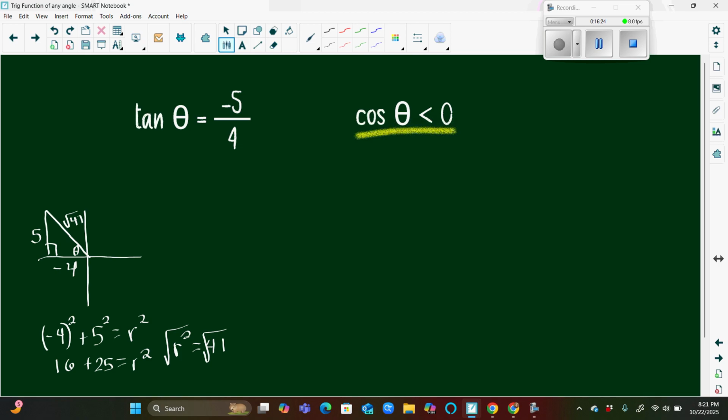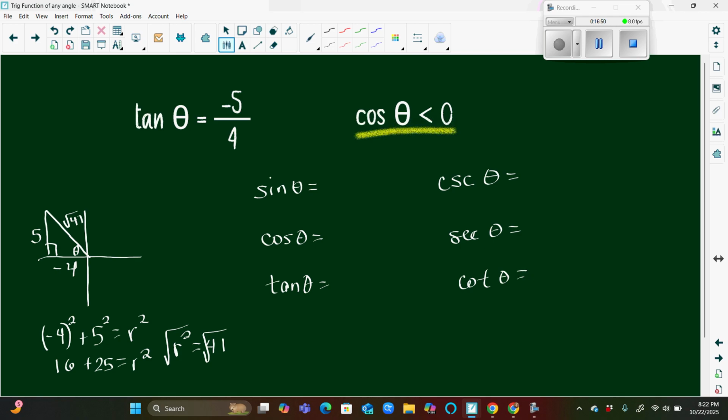All right, so let's write our 6 trig functions. Sine theta, cosine theta, tan theta, cosecant theta, secant theta, and cotangent theta.